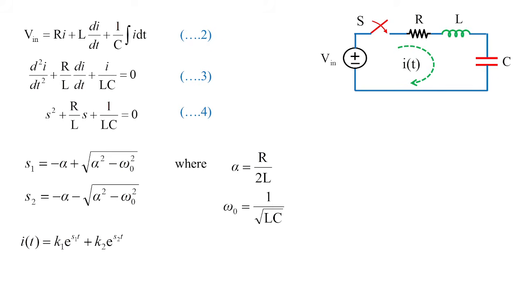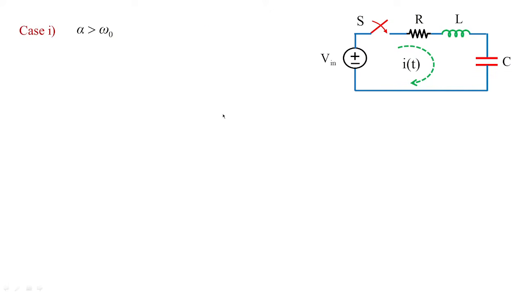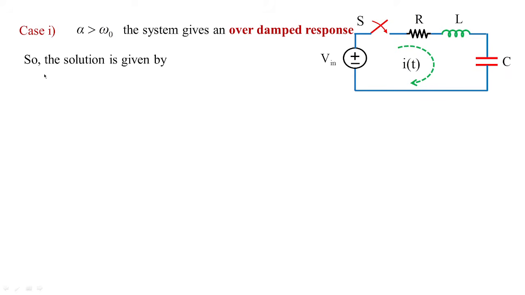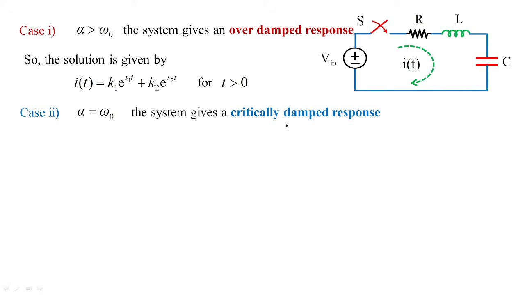Apart from this, we have also concluded from transient analysis of RLC circuit three different cases. Case 1, overdamped response, when alpha is greater than omega naught. The solution is given by I of t is equal to K1 e to the power of S1t plus K2 e to the power of S2t, for t greater than 0, meaning the switch is closed and after that we have done the estimation. Case 2, when alpha is equal to omega naught, the system gives critically damped response. The solution is given by I is equal to e to the power of minus alpha t times K1 plus K2t for t greater than 0.